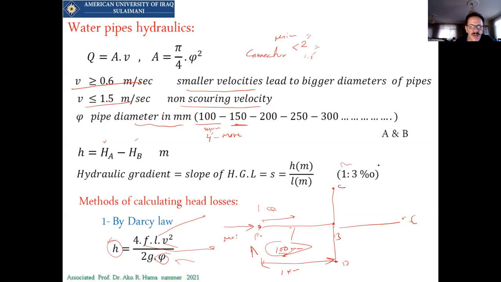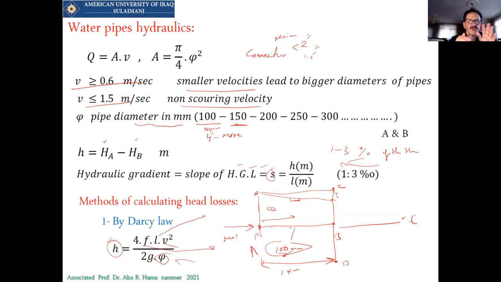And this head loss shouldn't be more than, it should be between 1 to 3% of the pressure. So the pressure at this point and the pressure at that point, the difference in pressure will give you a head loss. This head loss divided by L will give you S, the slope of the hydraulic grade line. This slope shouldn't be more than 3%. If you have 5%, it means that you have a lot of head loss, a lot of losses in this 1 kilometer.